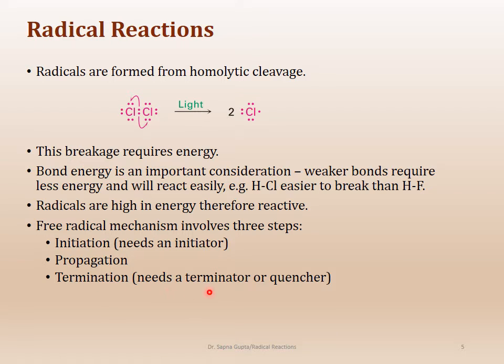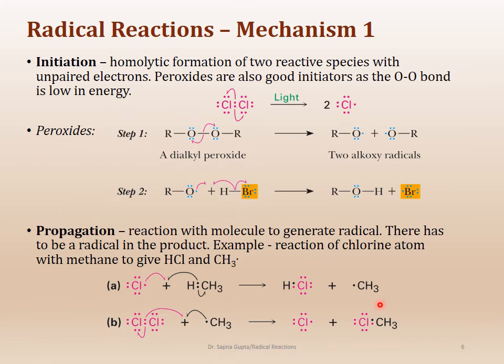Sometimes the termination requires a terminator, or a quencher, which will stop the reaction. There is one more way that you can stop the reaction. You can think about it. But anyhow, this is how we get started with the radical reactions. So let's look at the radical reactions. There's a whole lot of mechanism involved over here. It's a little bit different kind of mechanism, not like the substitution and elimination reactions we did. There are no carbocations, there is no electrophile, nucleophile, none of that. So a very different kind of mechanism.